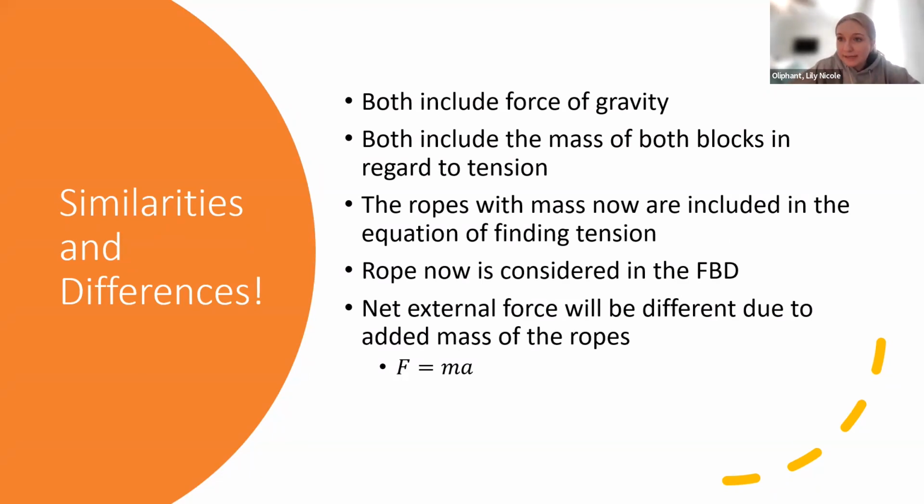And we wouldn't be able to find the tension without knowing that mass, because normally we're just making the assumption that the rope's mass is zero, so it's not taken into account. But now that it is, it will need to be taken into consideration when solving that equation. Now the rope is considered in the free body diagram.